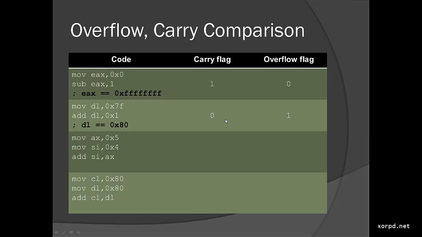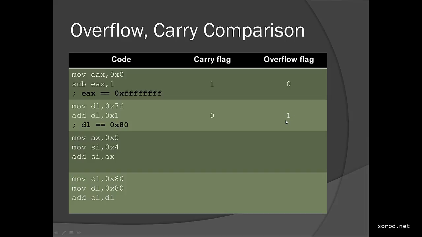Let's talk about the overflow flag. This number, 7f, is positive. The number 1 is also positive. We added those two numbers, positive plus positive, and we got this result, 80, which is negative. It is negative because the most significant bit of this number is 1. So this result is not reasonable in the sense of positive and negative numbers, in the signed sense. Therefore we have overflow flag set to 1.